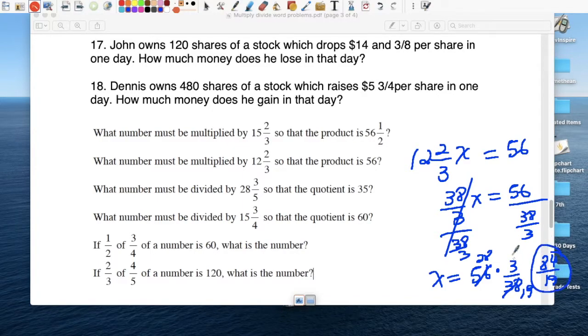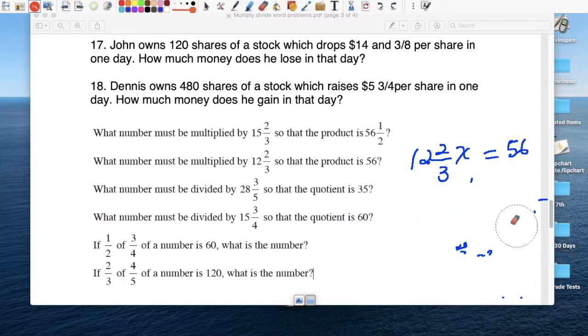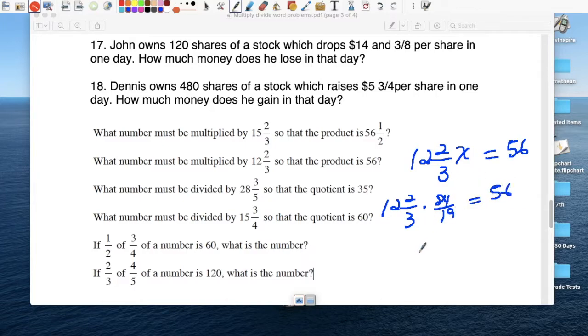So if I multiply 12 and 2/3 times 84 over 19, I get 56. Just to prove it, let's substitute and confirm if our answer is correct. Let's change 12 and 2/3. Again, that's 38 over 3, right? 3 times 12 is 36, plus 2 is 38 over 3 times 84 over 19. Does that really give me 56?